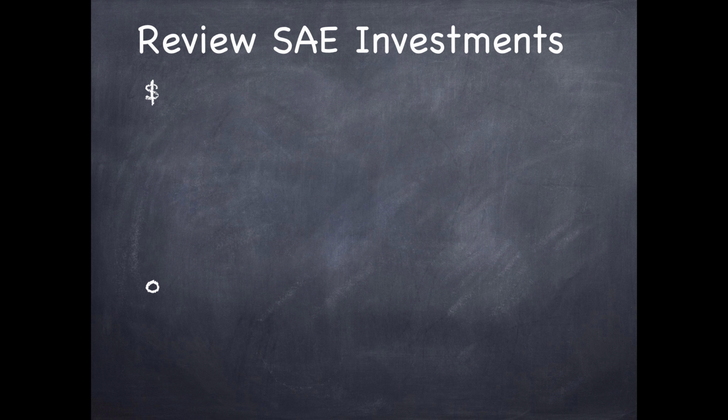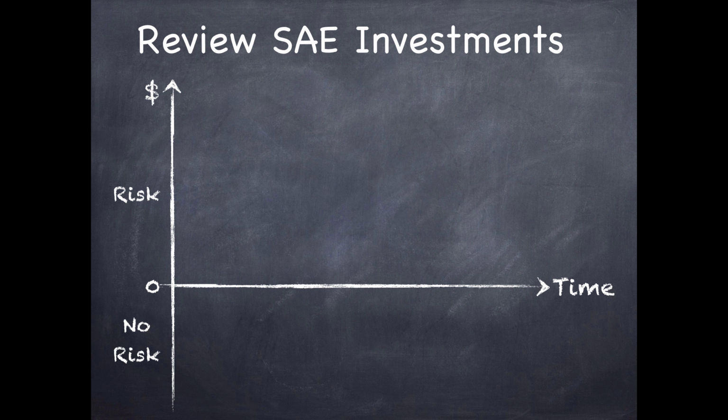All right, so let's review this idea of SAE investments. I'm going to start off with the axis called risk. Risk is the idea that you're going to put money into a project. This money that you put into a project could be zero, or it could go up from there. The next axis I want to bring in is time. So the two resources that students invest in an SAE are money, which is on the vertical axis, risk of money, of loss, or time, which is on the horizontal axis. So those are the two.